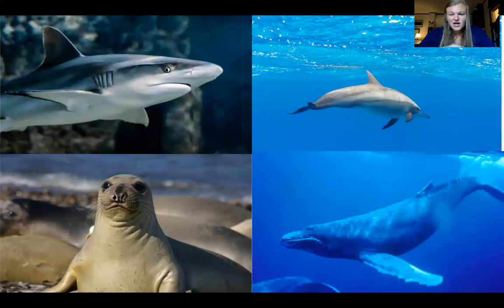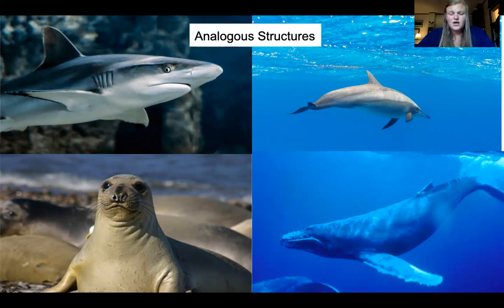What we've actually found out, when we've taken a look at DNA and compared the DNA of different species, is that these four are not all that related. When they're not that related, but they have similar structures, we call those analogous structures. Unlike homologous structures, these did not come from a common ancestor. So a shark did not get its blubber from the same place that a dolphin did, or a whale, or a seal.